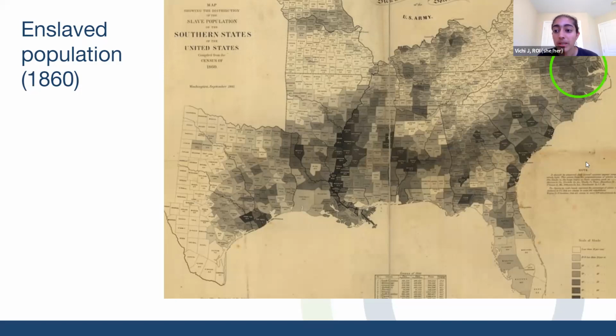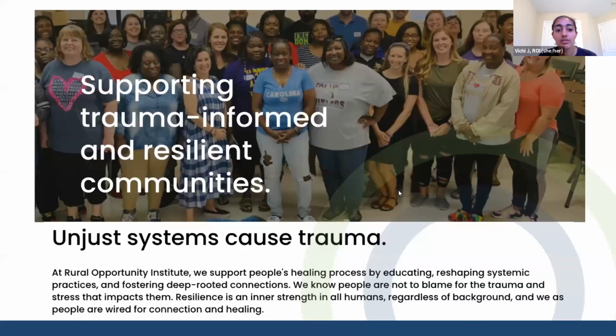And so our big takeaway from this is that it's not that individuals are to blame for the trauma they're experiencing, but that a lot of it is due to systems and policies and practices that were constructed a long time ago, often for the purposes of oppression, and have been upheld, whether consciously or not, in our systems today.